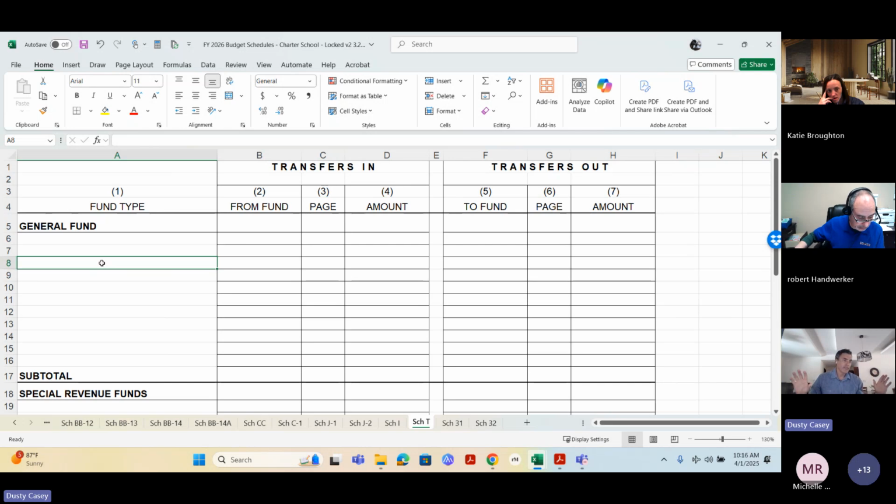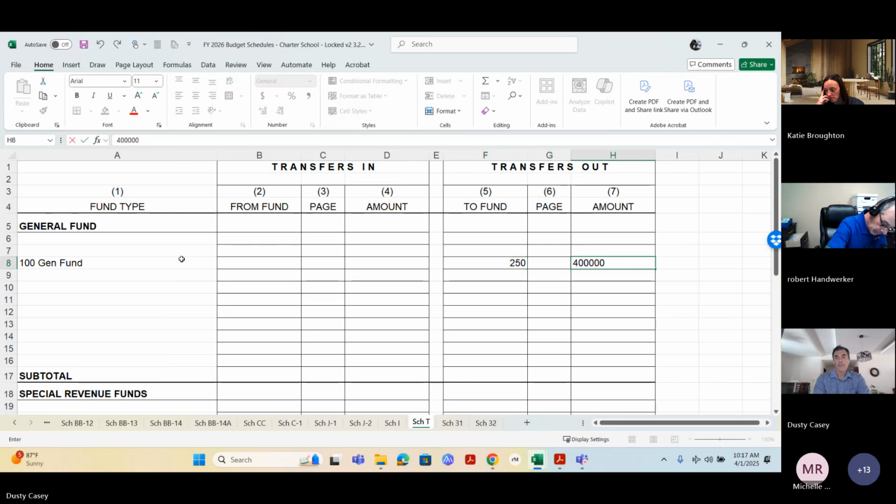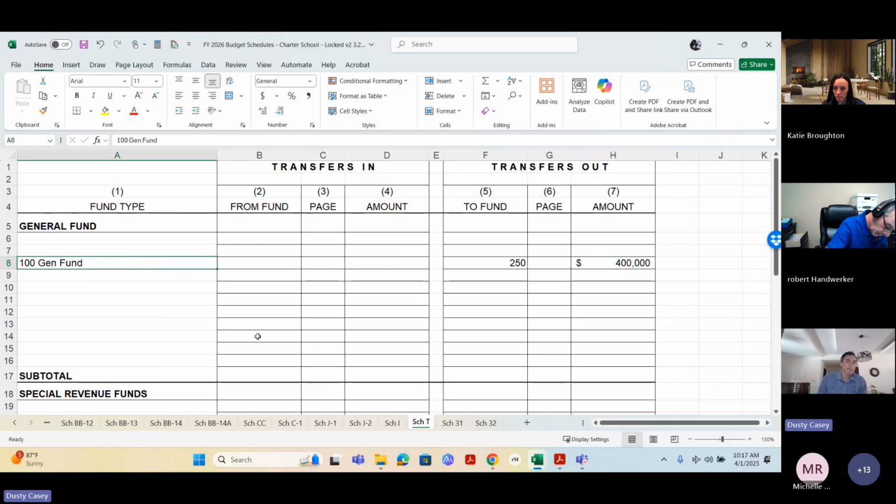So again, if your special education total deficit is 400,000 and you got 200,000 in local sped, you wouldn't break out 200,000 here with local sped and then another 200,000 still coming out of your general fund. You're going to have one line item from your general fund to fund. So you would have 100 general fund, and it would go to fund 250 for $400,000. And this 400 would be inclusive of your local sped dollars. So I hope that clarifies that.